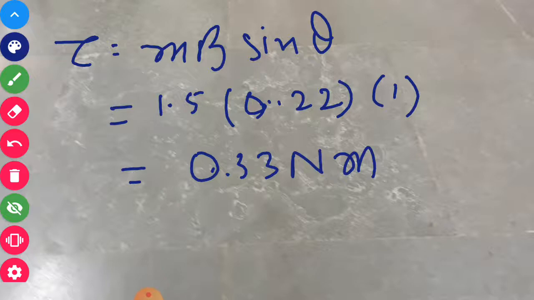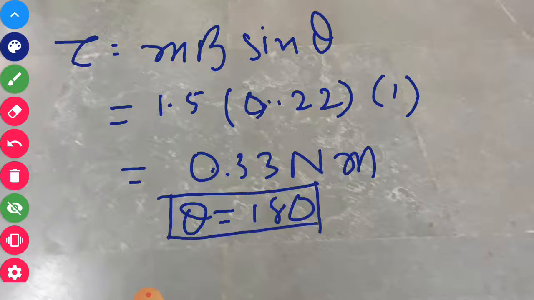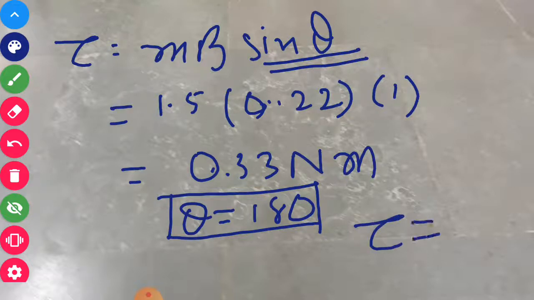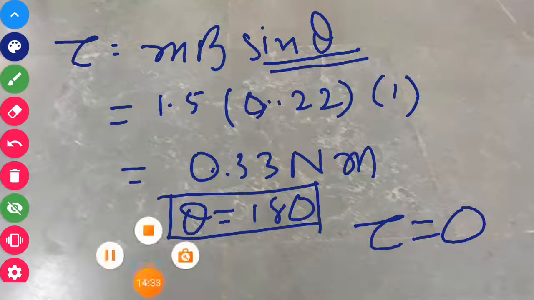Okay. Now for the second case, opposite to the field, theta is equal to 180. When the angle between the dipole moment and the magnetic field is 180, sin 180 is 0. So the torque acting will be equal to 0. Okay.